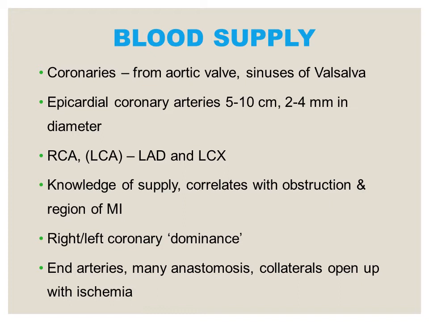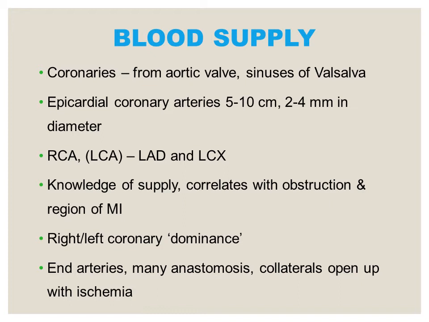So the major blood supply of the heart is through the left coronary artery, which is further subdivided into the left anterior descending artery and the left circumflex artery. So the knowledge of the blood supply correlates with the obstruction and the region of MI. So in some person there is right coronary artery dominance, and in some persons there is left coronary artery dominance. These coronary arteries are end arteries.